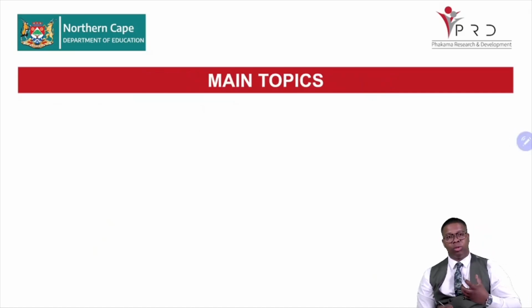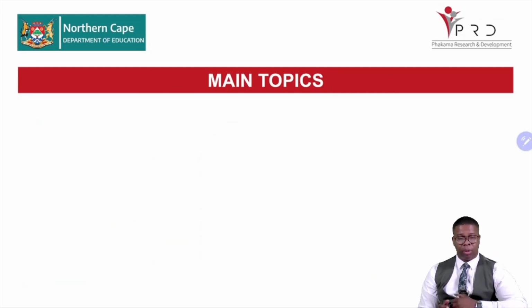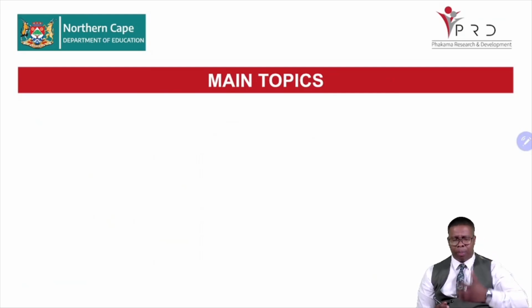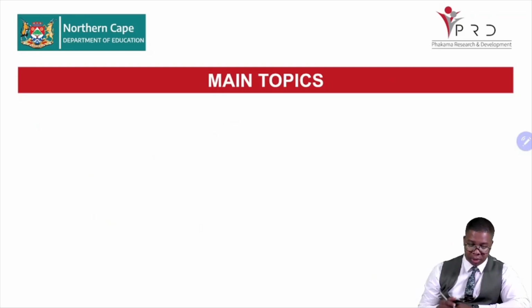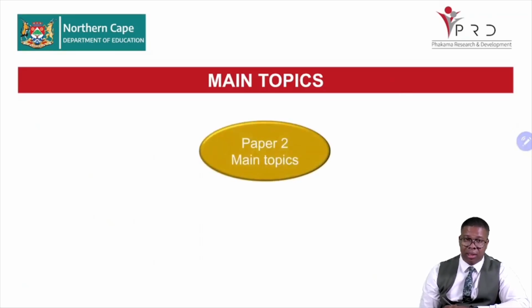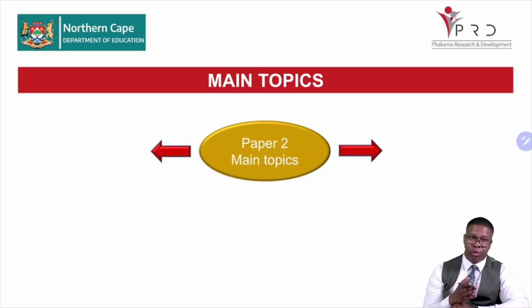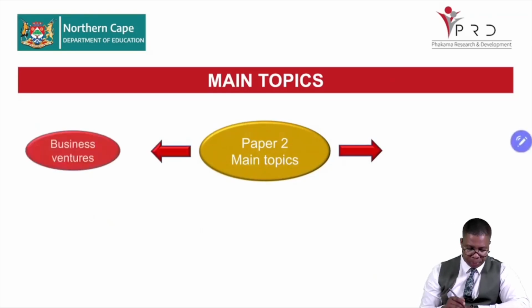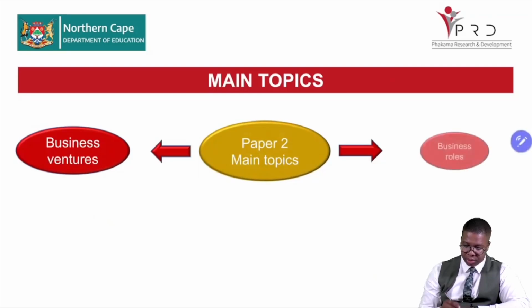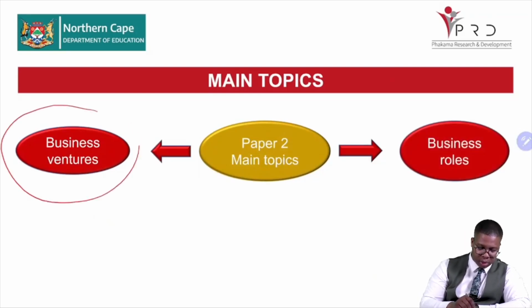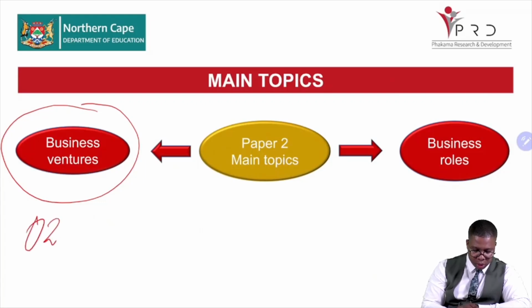Now, we look into the main topics, which is the second part of our lesson, whereby we tell you what main topics we are dealing with, and we also look into subtopics under each main topic. Remember, the focus is on business ventures. We are going to have a lesson on business roles as well, but now we are looking into business ventures, which will be assessed in question 2, question 4 as a miscellaneous, and question 5 as an essay. Business ventures will be assessed in paper 2 together with business roles.